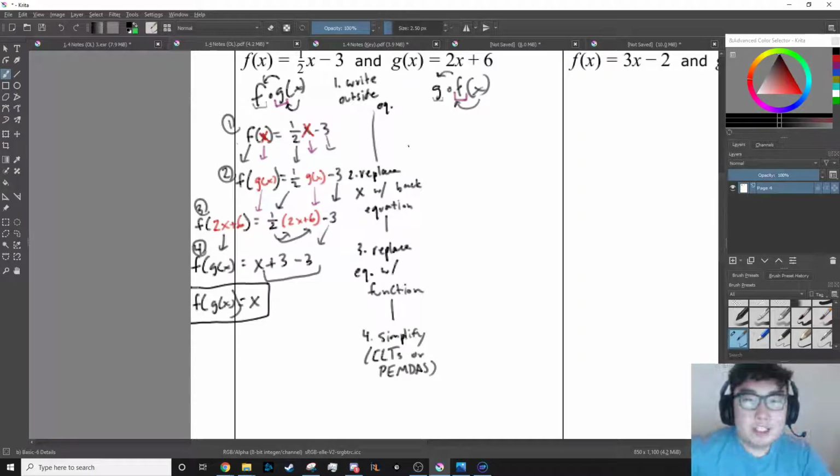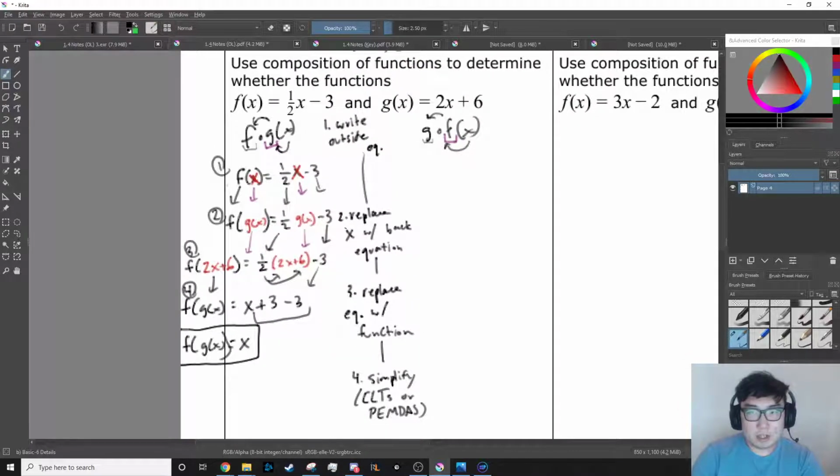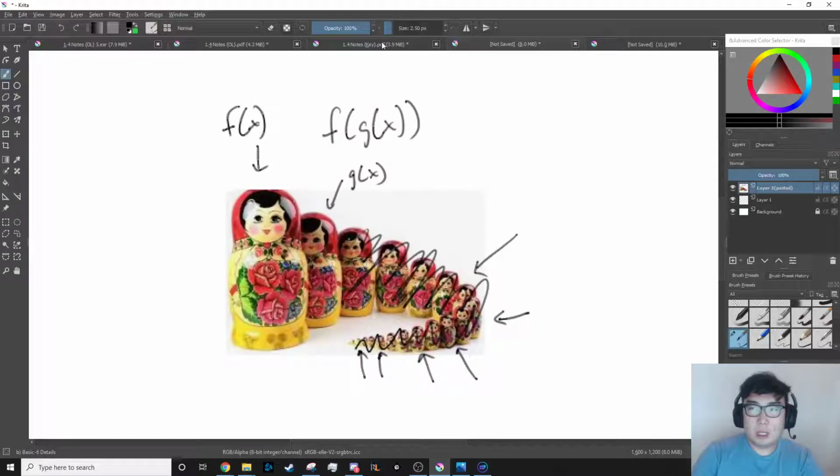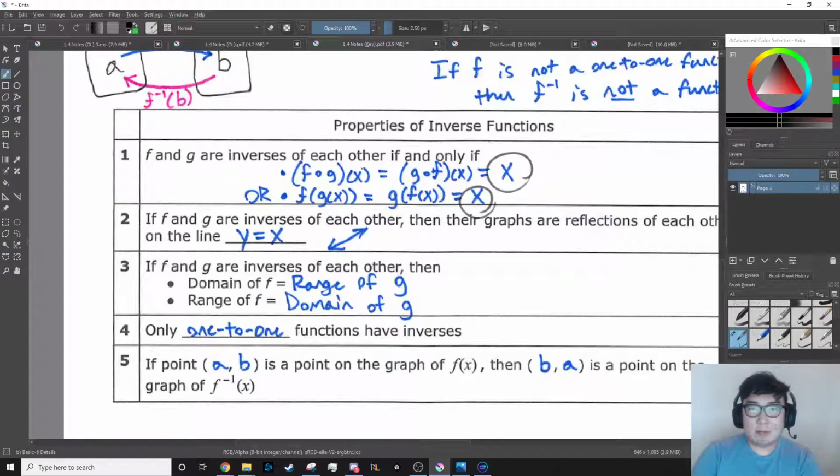But this is only half of the problem, because I can't tell if these are inverses of each other if I only do composition of only one side of it. I have to do composition of both sides. Stated in my rule right here, I have to do both f of g of x, and I have to do g of f of x.